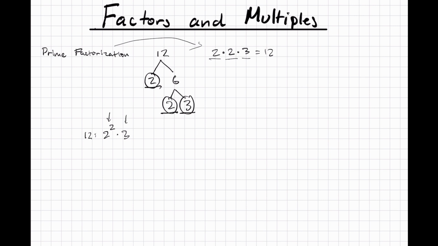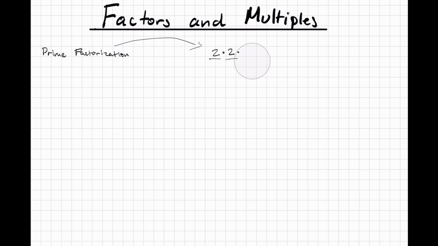Okay, let's do another example really quickly. Let's say instead of 12, we want to work with the number 60. What does 60 break into? 60 breaks into 2 and 30. What does 30 break into? 30 breaks into 3 and 10. What does 10 break into? 10 breaks into 2 and 5. Can we break either of these numbers down anymore?